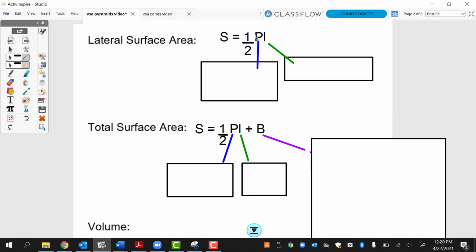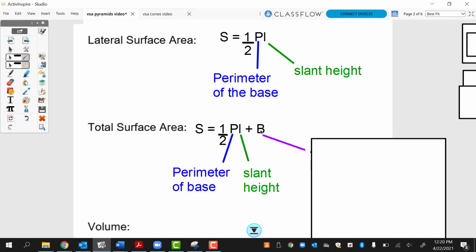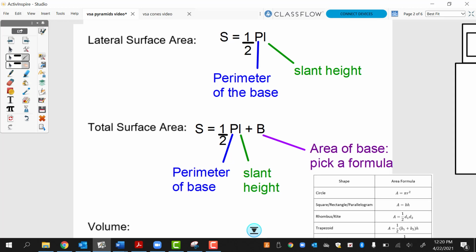So here we go. Our formula is 1/2 PL for lateral surface area. We know P already is the perimeter of the base, so you got to add the sides of the base together. L, we know that's our slant height. For total surface area, 1/2 PL again, so perimeter of the base and slant height again, plus big B, which is the area of the base. And since our base is different shapes this time, that means we got to pick a formula. You don't always do the same formula for a pyramid.